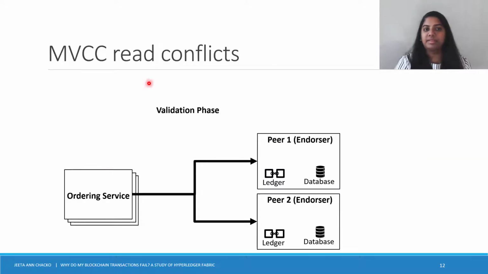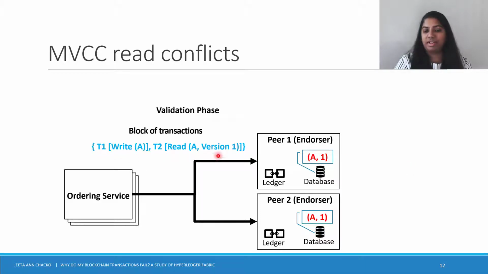The second type is the MVCC read failures. Here, let's again consider the key A with a consistent world state between two peers, and in the validation phase, a block of two transactions is coming in. Transaction 1 is writing to the key A. When the write A is validated, the database gets updated to a new version. Thereby, the next transaction which reads A has a version mismatch, and therefore this transaction fails.